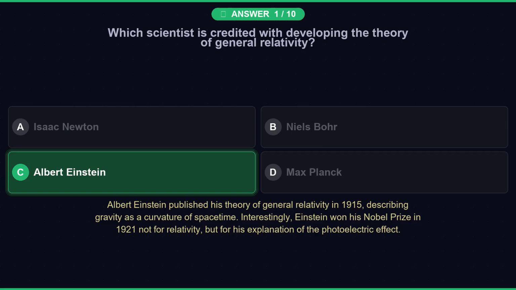The correct answer is C. Albert Einstein. Albert Einstein published his theory of general relativity in 1915, describing gravity as a curvature of spacetime. Interestingly, Einstein won his Nobel Prize in 1921 not for relativity, but for his explanation of the photoelectric effect.